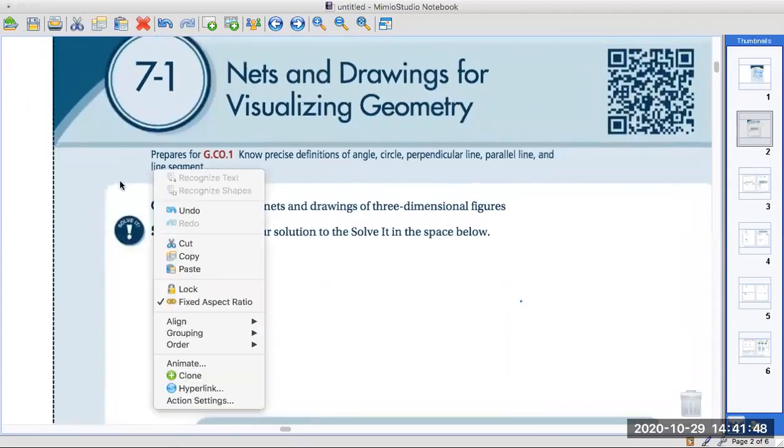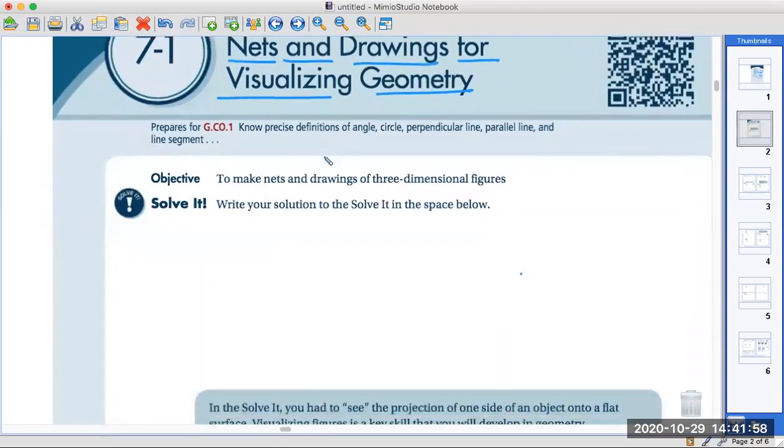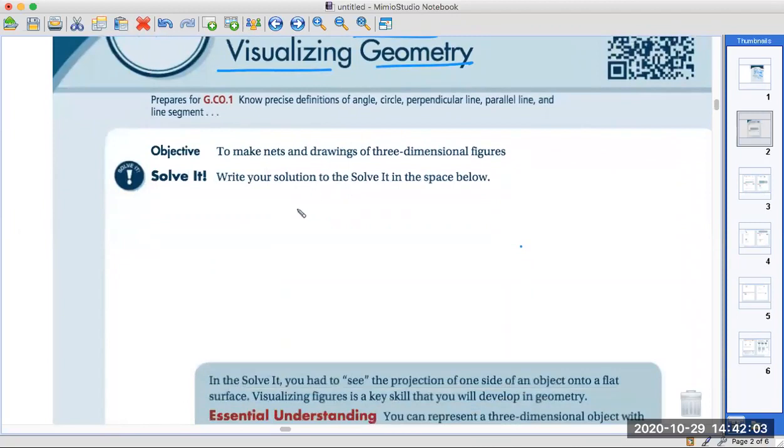So nets and drawings, pause the video for visualizing geometry. Okay, I'll wait for you to come back. All right, I hope you made the right decision. You paused and watched the videos first. So what we're learning is to make nets and drawings of 3-dimensional figures. So 3-dimension means you have depth to it. 2-dimensional is a flat surface like a paper, but now we're adding another dimension, which is the depth, 3 dimensions.